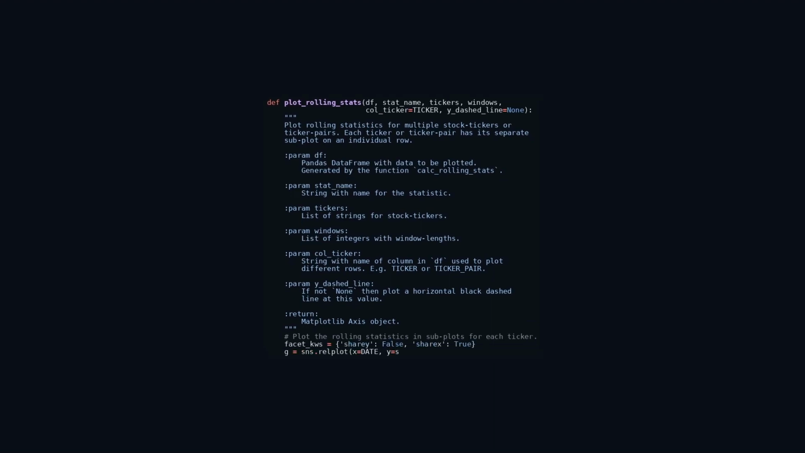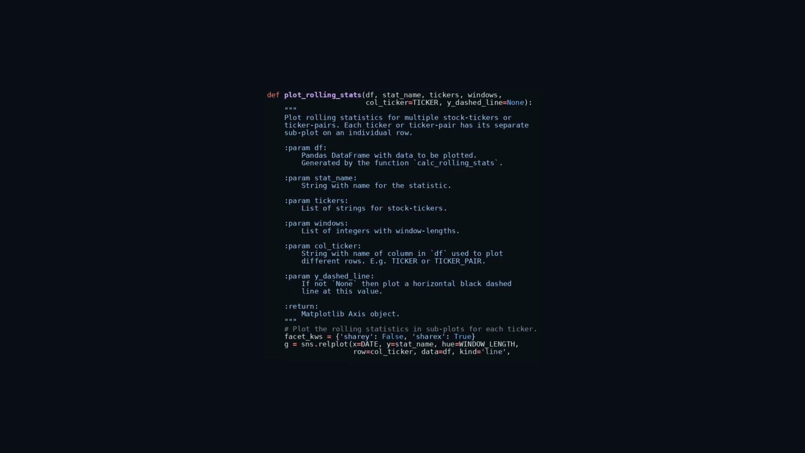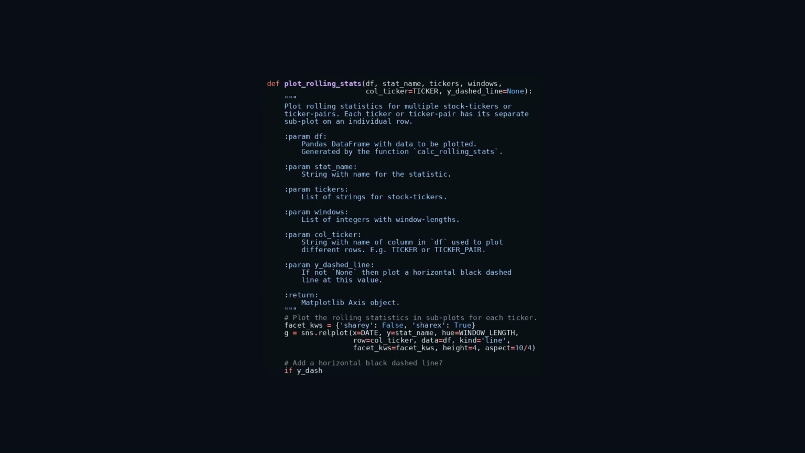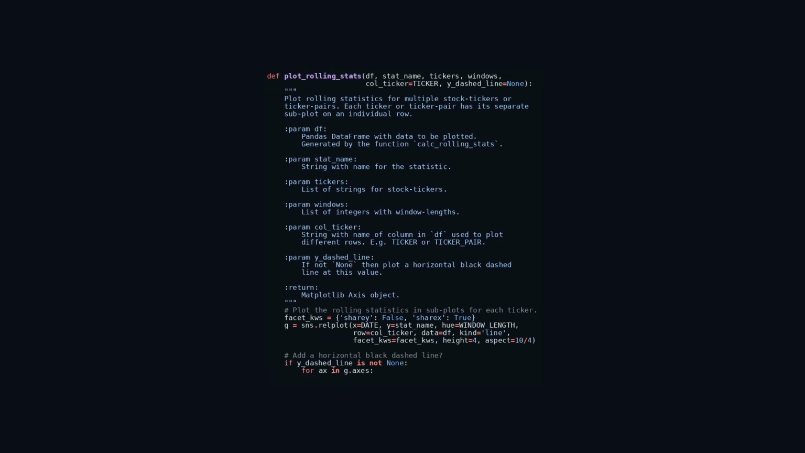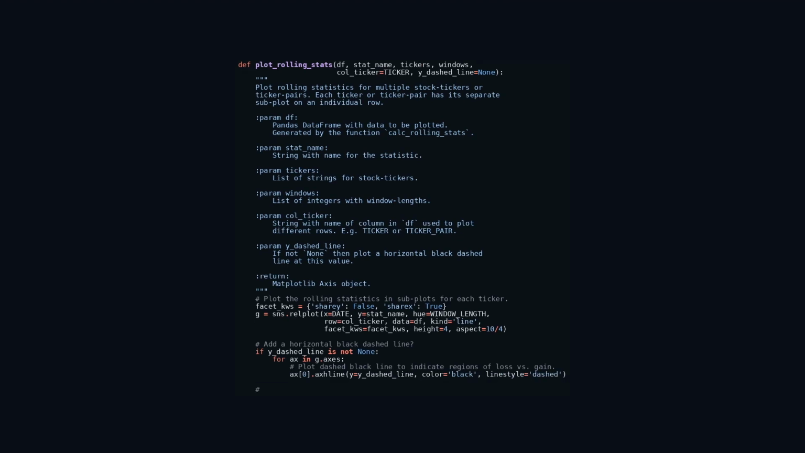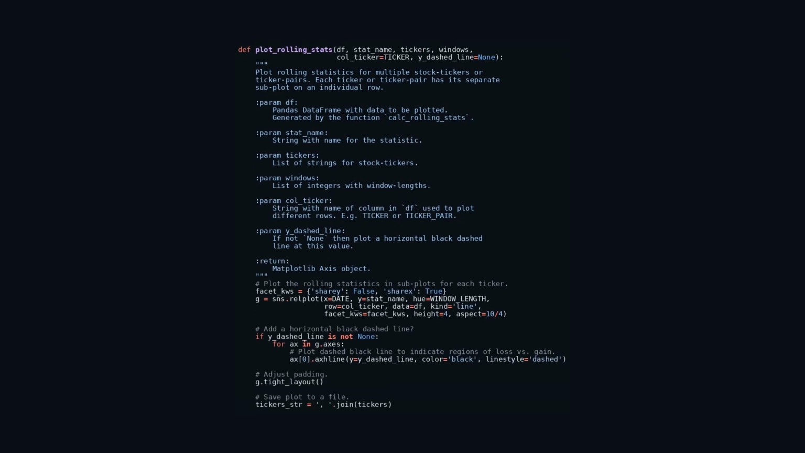The function adjusts the padding of the plot and saves it as an SVG file, incorporating the ticker names and window lengths into the file name. Additionally, the function returns the Matplotlib axes object for further manipulation or display. This function is crucial for visualizing trends of rolling statistics across multiple stock tickers, facilitating an easier comparison and analysis of data.